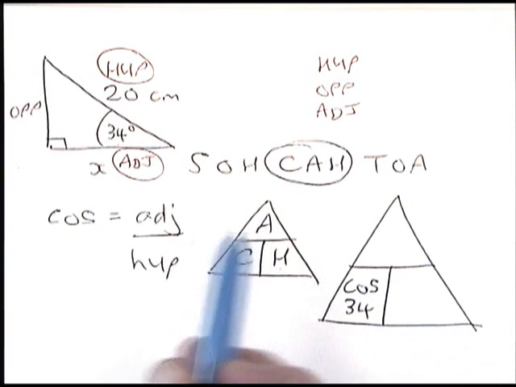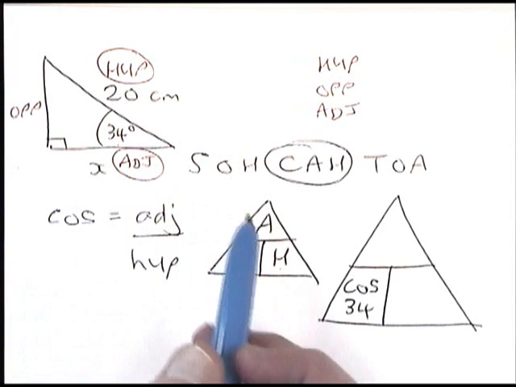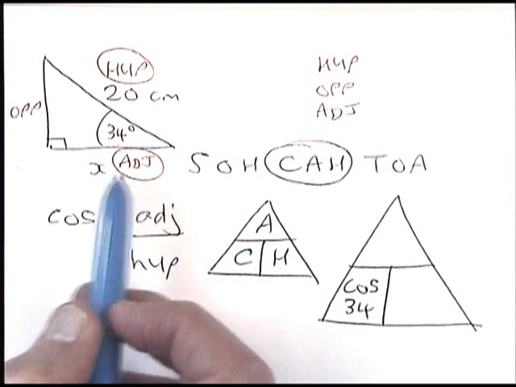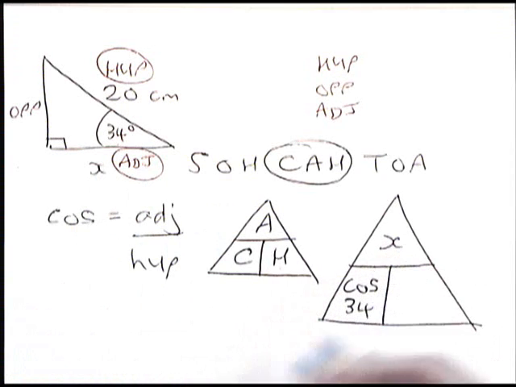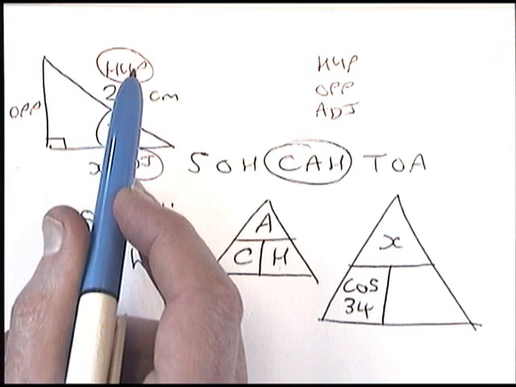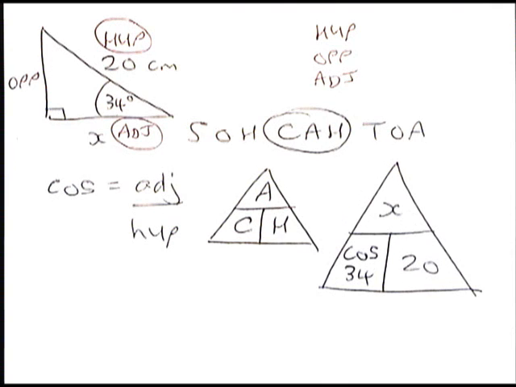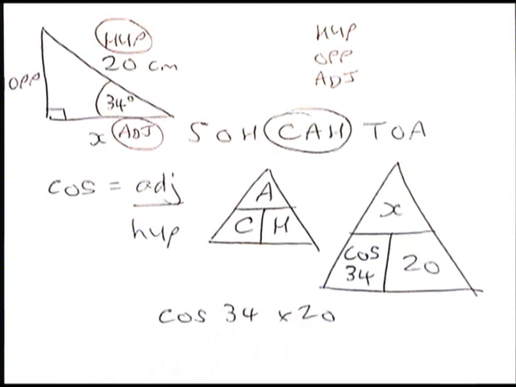The A is standing for adjacent. The adjacent side has an X on it. So the A, because it stands for adjacent, I will replace with an X. The H stands for hypotenuse. My hypotenuse has got 20 on it, so I'll put 20 down here. If you find you've got a number on the bottom left and the bottom right, you have to multiply these two bits together. So the next thing to do is cos 34 and times that by 20.